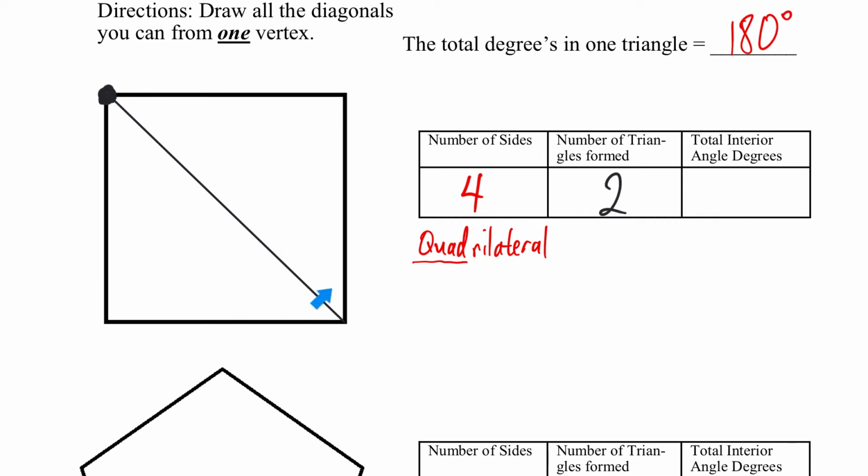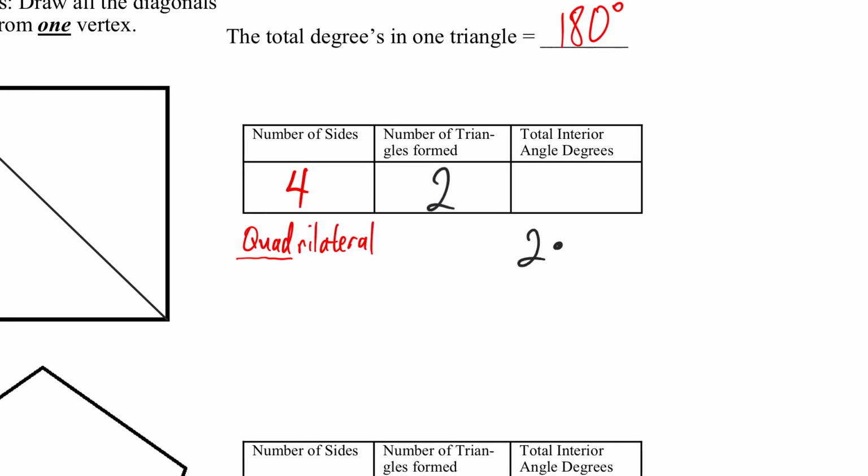Well, I know that this is 180 with these 3, and this is 180 with these 3. So what could I do? Yeah, I'm just going to take 2 triangles times 180 degrees for each triangle. What's 2 times 180? It's 360 degrees.